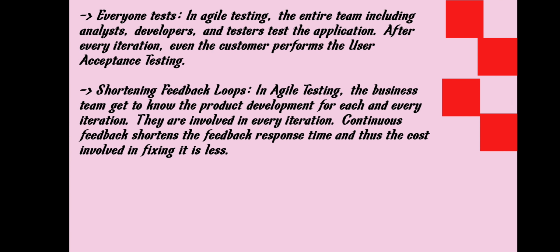Next, everyone tests. In Agile testing, the entire team, including analysts, developers, and testers, test the application. After every iteration, even the customer performs the user acceptance testing. Next, shortening feedback loops. In Agile testing, the business team gets to know the product development for each and every iteration. They are involved in every iteration. Continuous feedback shortens the feedback response time and thus the cost involved in fixing it is less.